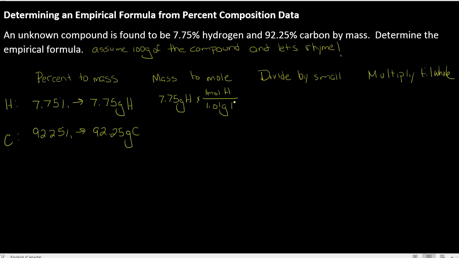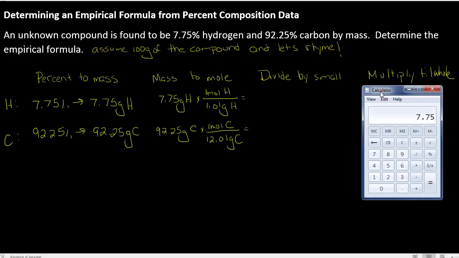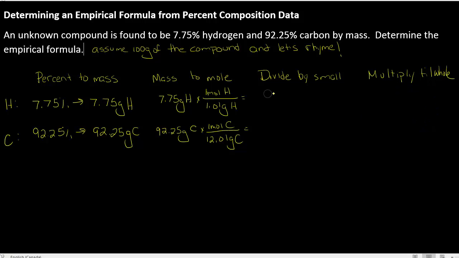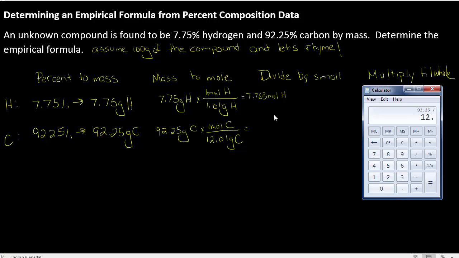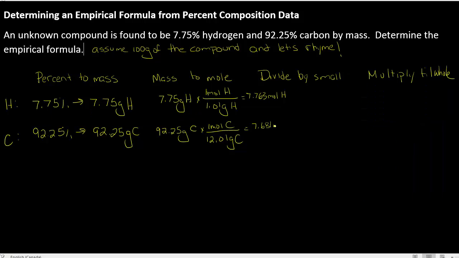Then I'm going to convert each of those masses to moles. So 7.75 grams of hydrogen times 1 mole of hydrogen divided by 1.01 grams of hydrogen. Right, 92.25 grams of carbon divided by 12.01 grams of carbon. So we'll actually run these calculations, and I'm going to get 7.763 moles of hydrogen, and then down here I'm going to end up with 7.681 moles of carbon.